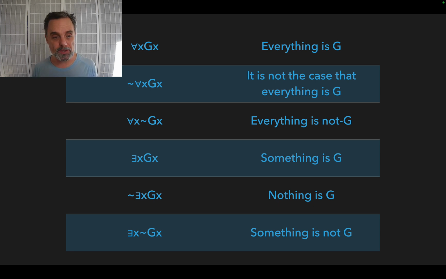And then finally we have some x not gx. And that says something is not G. At least one thing is not green. How many things are not green? I don't know, except there's at least one of them. So that too does not say that much, but it says something.